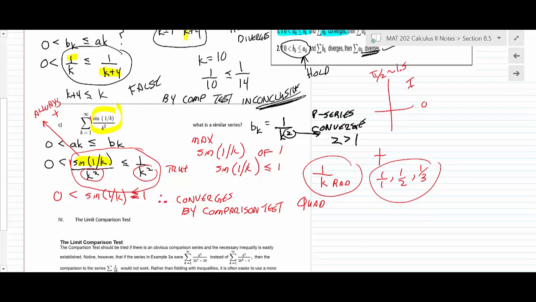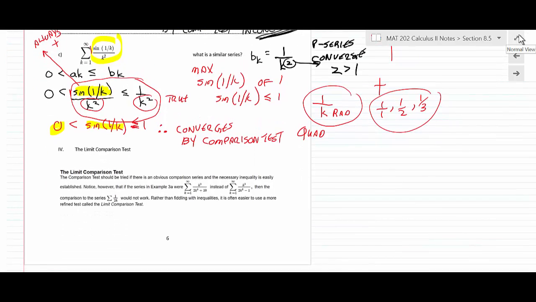You do have to make sure that the sine is less than 1 and bigger than 0. That's trig knowledge, knowledge of graphs. You have to be able to reason that out based on what you know about the sine function. And it is bigger than 0, but it is less than or equal to 1.